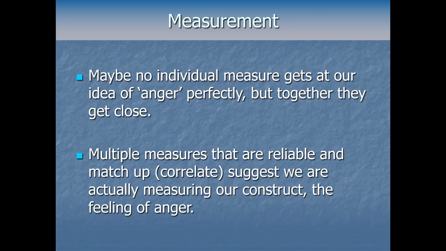Now, even among those reasonable choices on the last slide, maybe no individual measure is getting at our idea of anger perfectly, but together they might get close. So if we use multiple measures and find that they're reliable, they match up, like heart rate is high in the same person at the same time as when their swearing and yelling is happening, and that also correlates with their self-reported anger level, then that might suggest we're actually measuring our construct, the inner feeling, the psychological experience of anger.